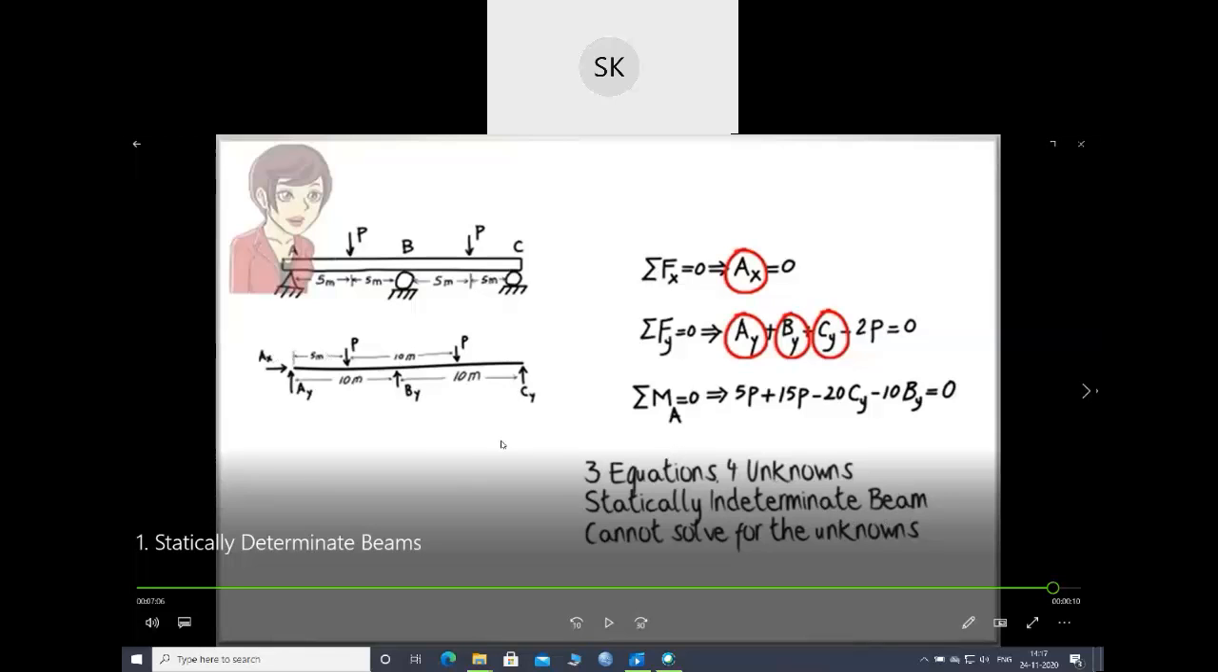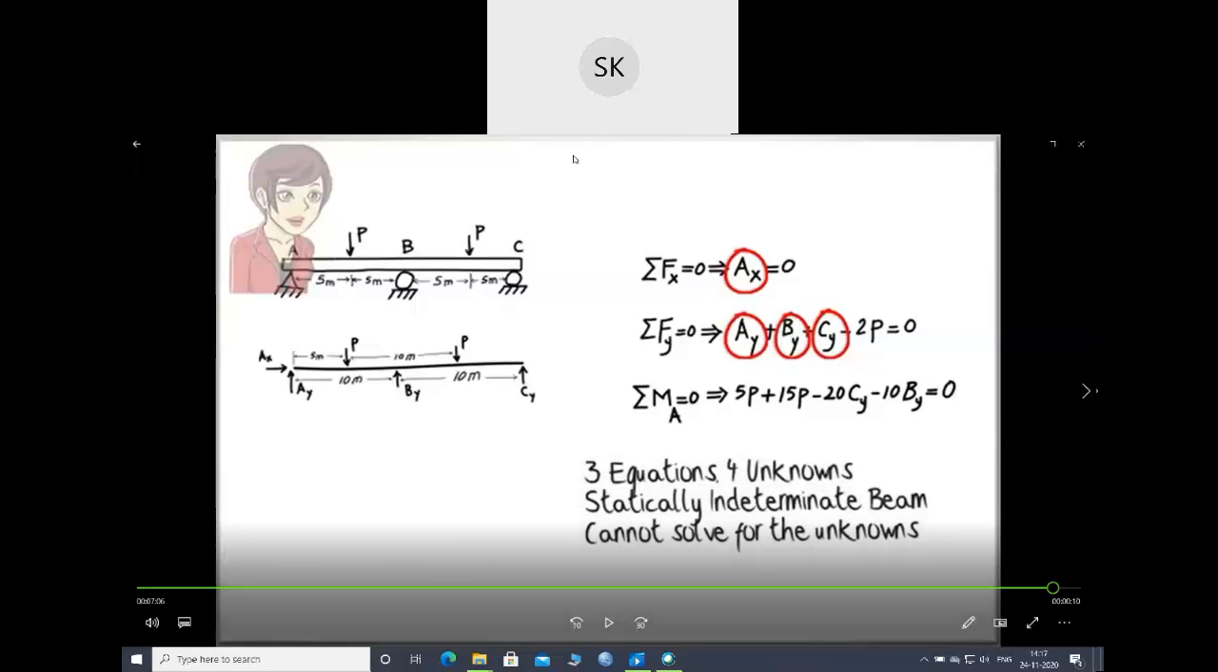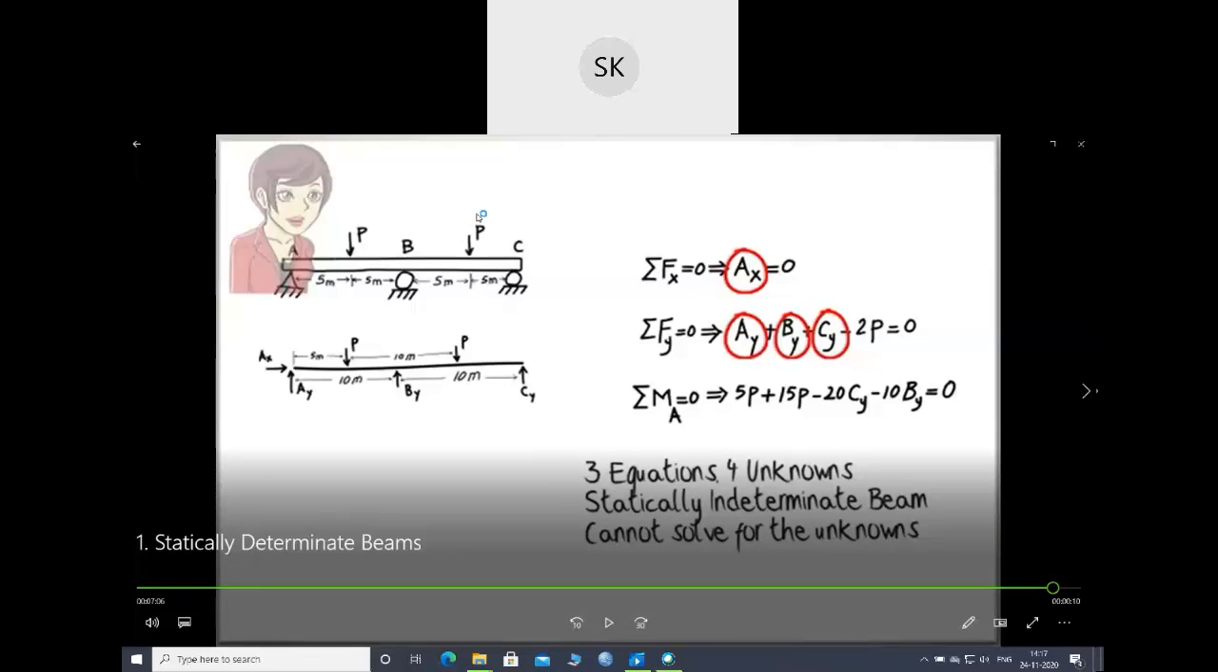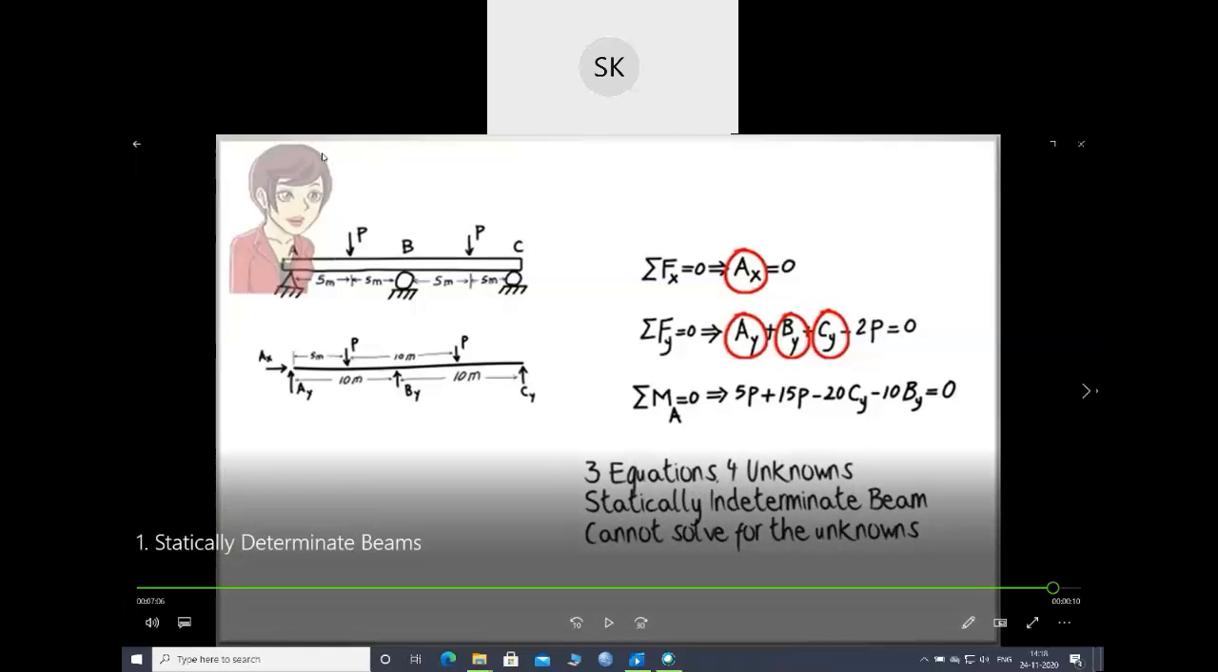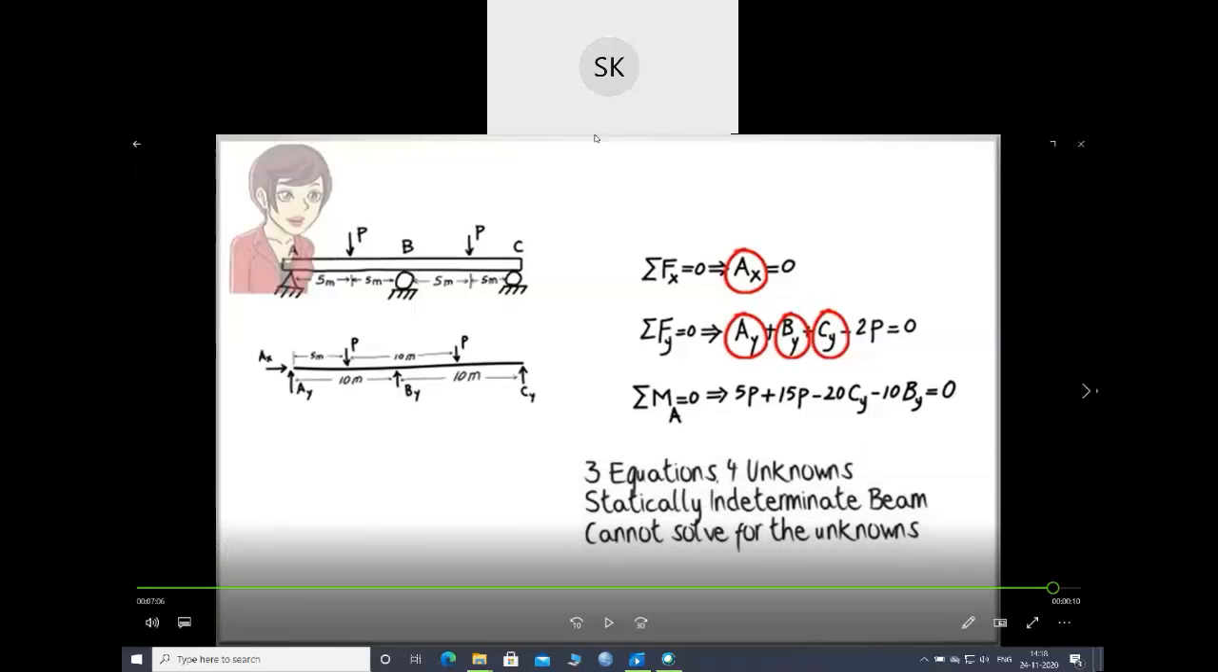Understood the basic difference between statically determinate and indeterminate beams? Hope this part is clear. Any confusion? Am I audible? Hello? Any confusion from this part? How to define statically determinate and indeterminate beam? You can type in the chat box. Okay, let's move to the next topic.